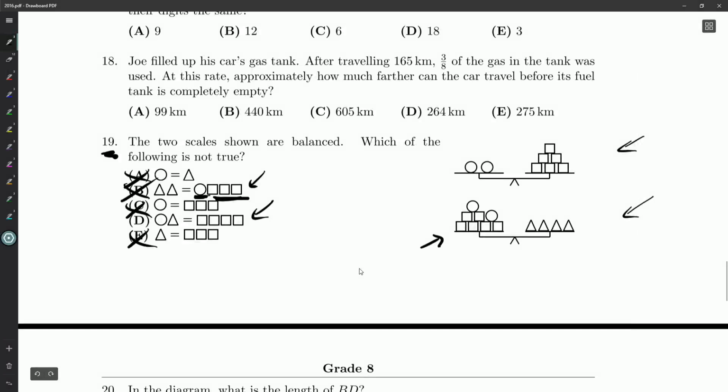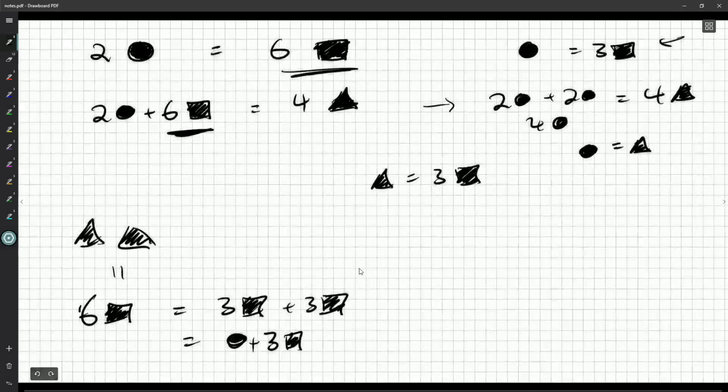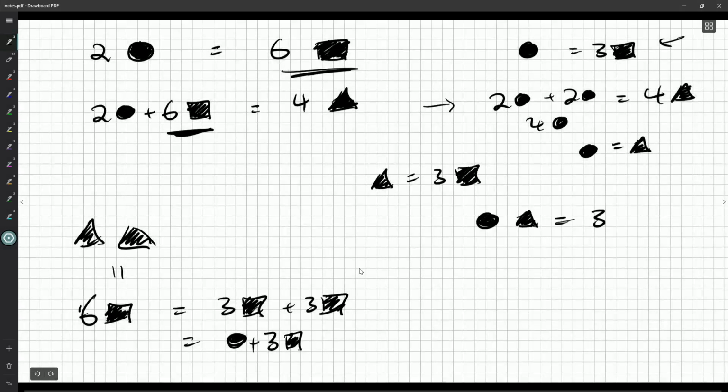How about D? Well, let's convert both sides into squares again. A circle and a triangle. A circle is 3 squares. And a triangle is also 3 squares. So in total I'll get 6 squares. But they're asking, is that equal to 4 squares? Well, that's just not true. And so D is going to be our answer, because D is the statement that is not true based on our given shapes.